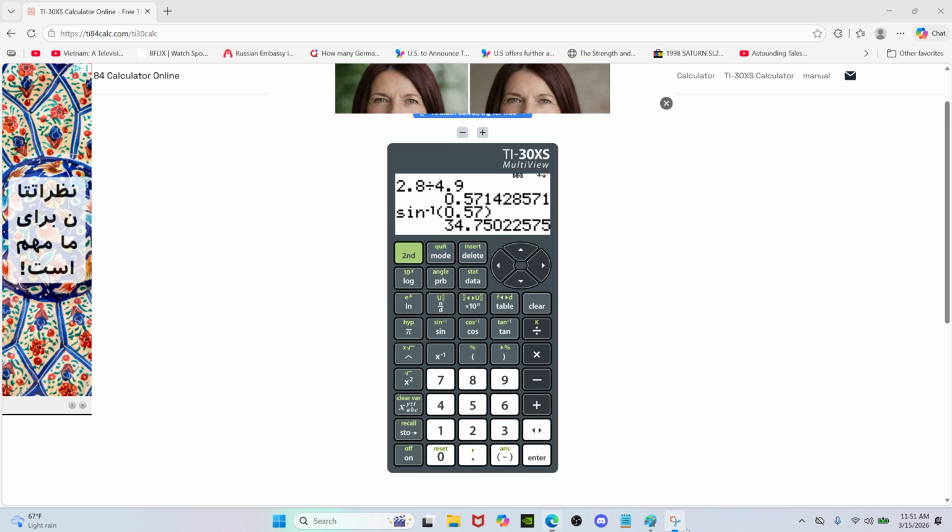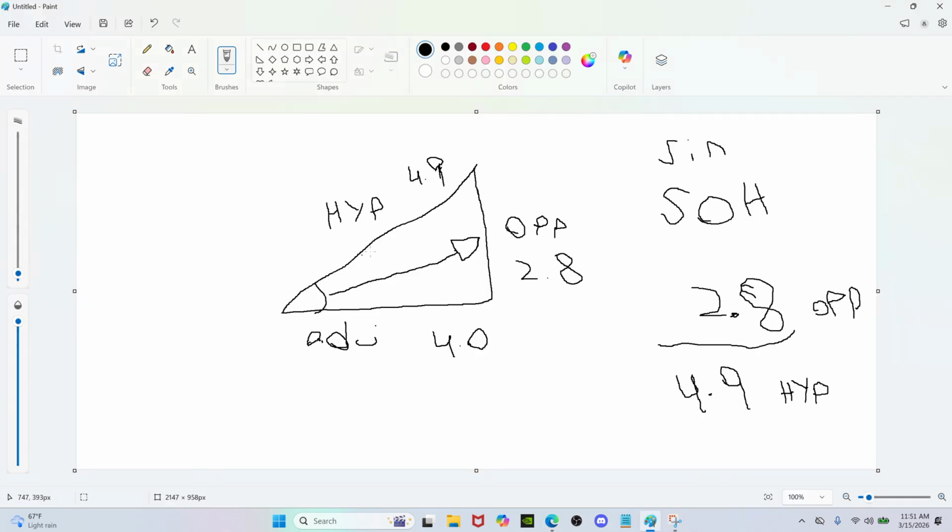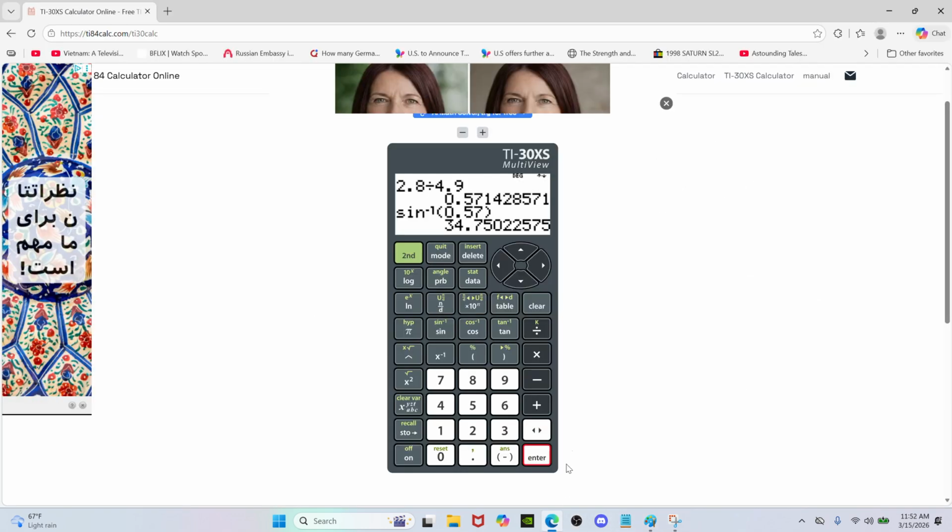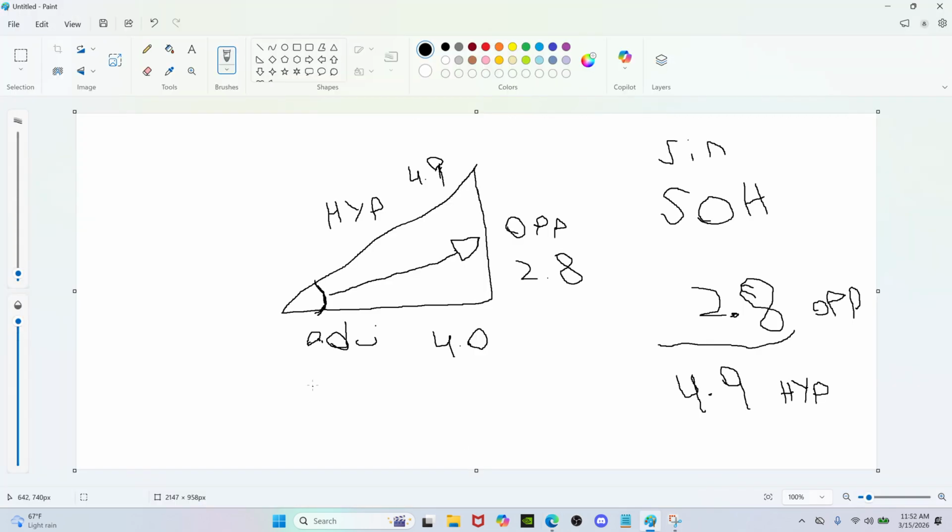And so we know that roughly this angle here is 35. Okay, let me just draw it to the side here. Sorry. So this little angle right here, we don't know what it was before, but we just solved it because we were given two sides to find the angle. And that angle, as we got from the calculator, is 35 after we round it. So that's it. That's how you do inverse trig.